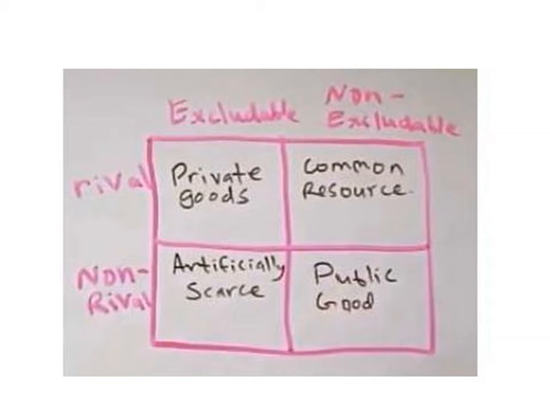And if you don't pay for it, you don't get any, so it's also excludable. This applies to most of our idea of goods in the economy. They're private goods. What about an example of rival but non-excludable? We call that a common resource.